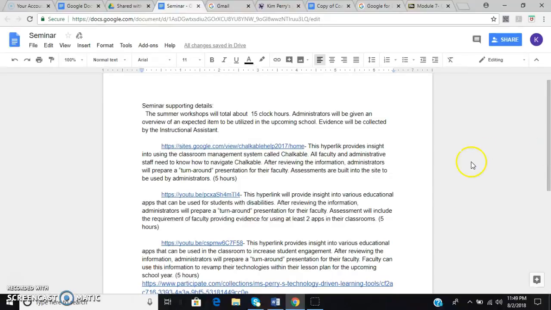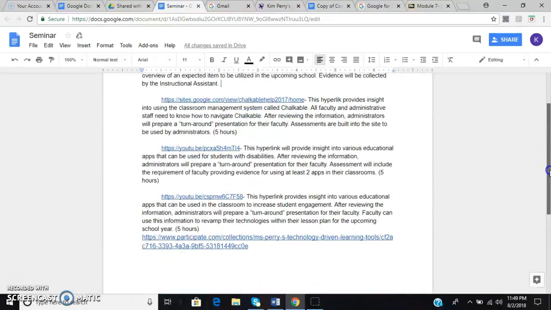Things that I believe will help. One is Chalkable. I've created a Google site to help people with basic functions within Chalkable. Also talk about various apps that can help those who have students with exceptionalities. And the last one is also dealing with various apps that could help increase student engagement within the classroom.